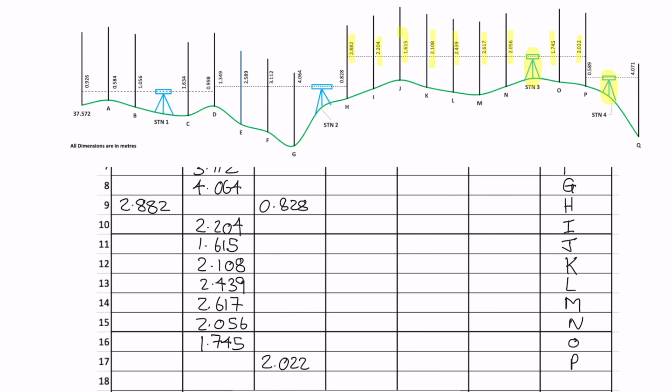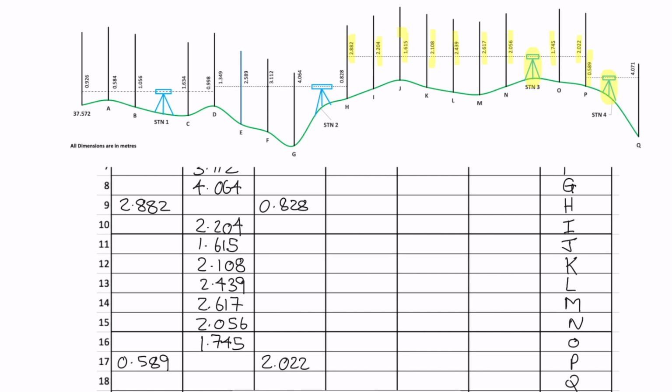At station P, a backside reading is taken. It's the first reading at that station 4. It has a value of 0.589. And finally, we have one more reading taken at point Q.